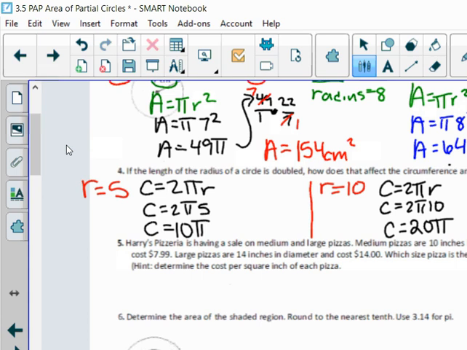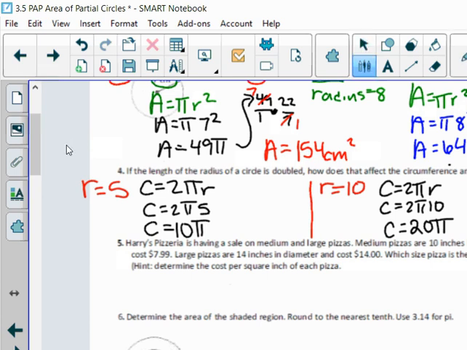Zach, what do you see happening? It doubles. The circumference doubles. Y'all agree with that? Yeah. Okay, and if you plugged in any radius that you wanted to, it would always double. What about the area? Okay, so let's find the area.